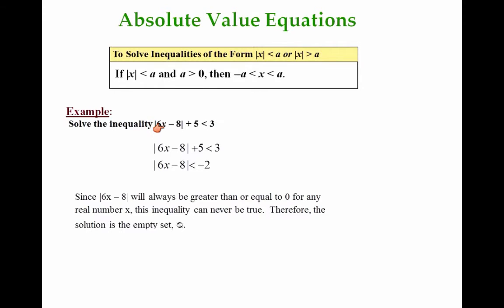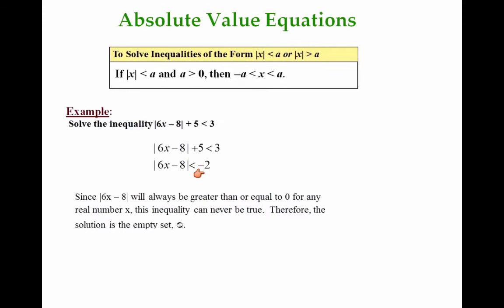If I have absolute value of 6x minus 8 plus 5 less than 3. The first step is to isolate the absolute value. We're going to subtract 5 from both sides of the inequality. So we get absolute value of 6x minus 8 is less than minus 2. But wait a minute. Absolute value on the left-hand side always would be a positive number. Can a positive number be less than negative 2?